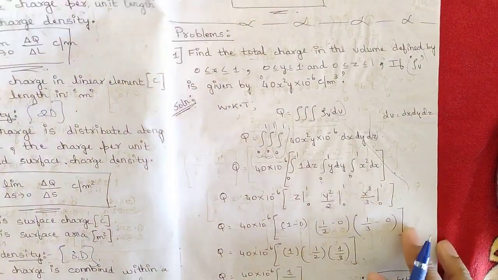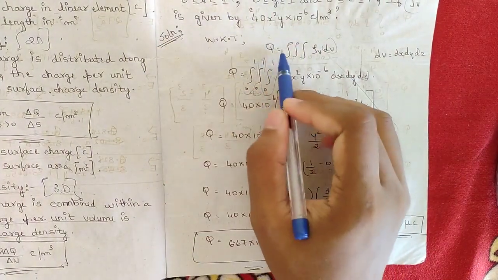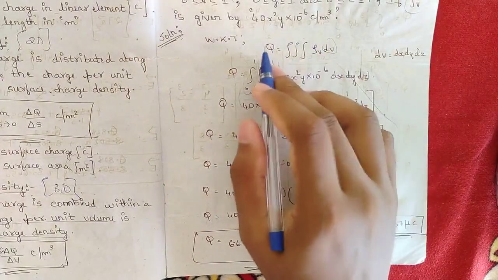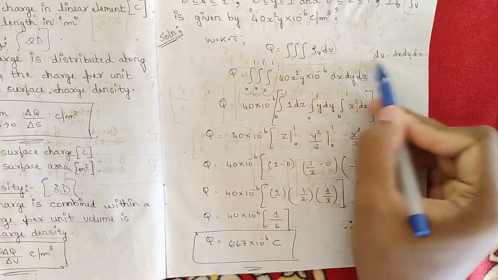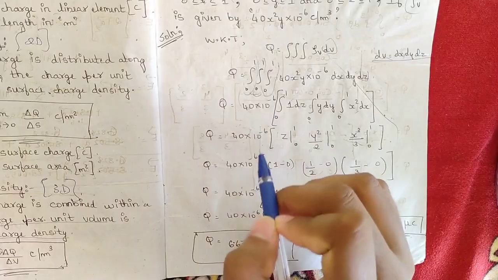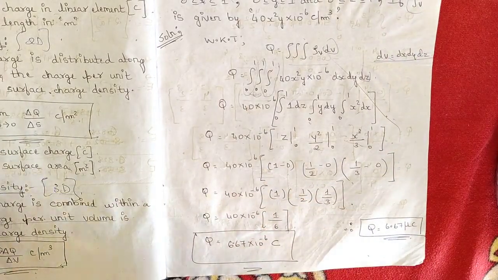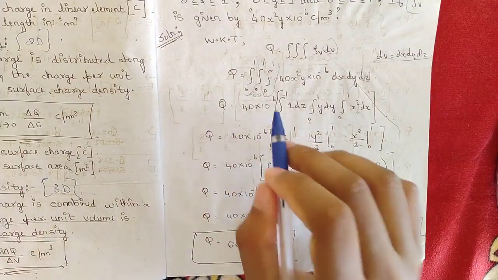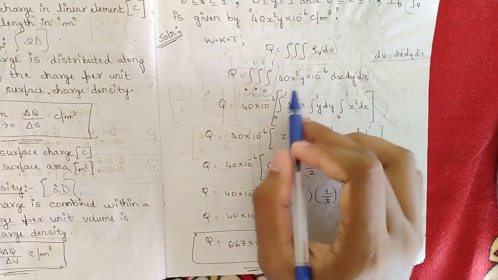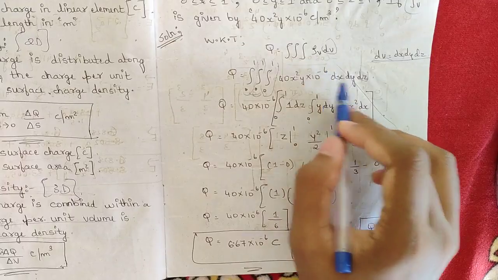Okay, so again we use the same formula which I have told you, that is Q is equal to triple integration of rho v dv. Since it is a 3-dimensional region, we integrate with respect to x, y and z, where dv is equal to dx dy dz. So Q is equal to, first write the limits for x, y and z, that is 0 to 1, 0 to 1, 0 to 1, and rho v is 40 x square y into 10 to the power minus 6, dx dy dz.